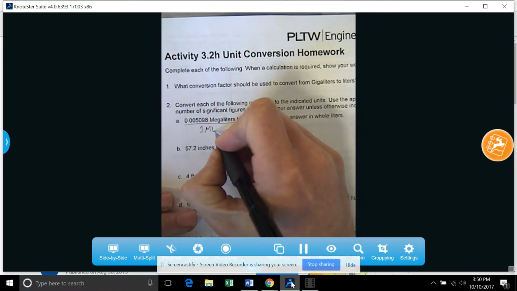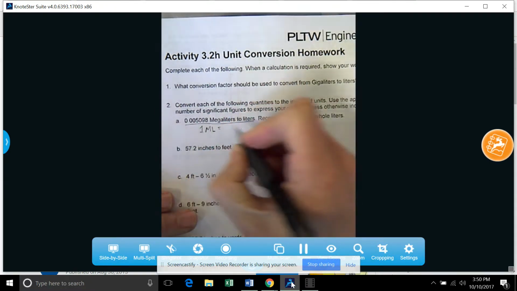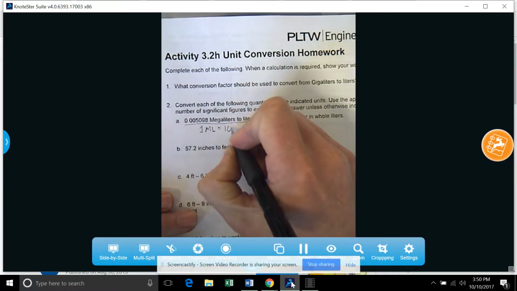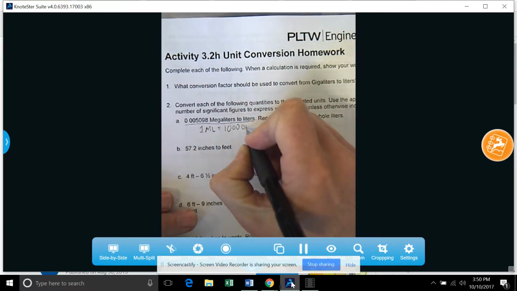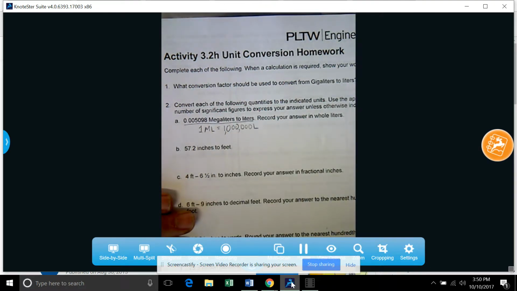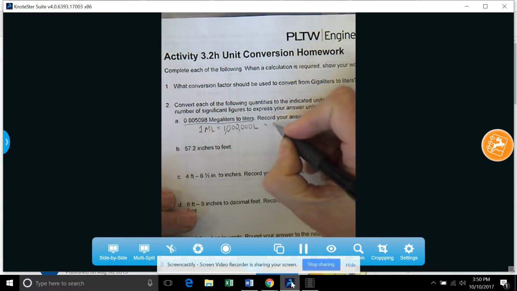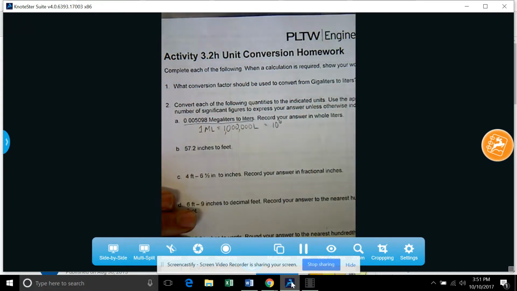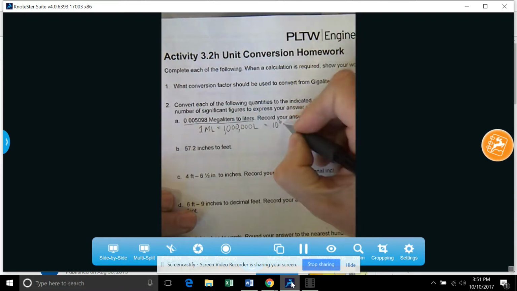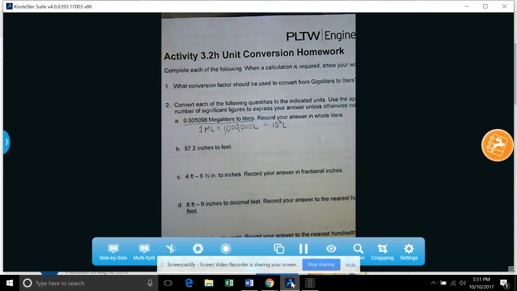1 megaliter is equal to 1 million liters. And you can write it out if you want. I prefer to use scientific notation, 10 to the 6. 10 times 10 times 10, do that 6 times, that gives you 1,000,000, right? That's why you got 6 zeros in there, liter. So we're going to use this conversion.